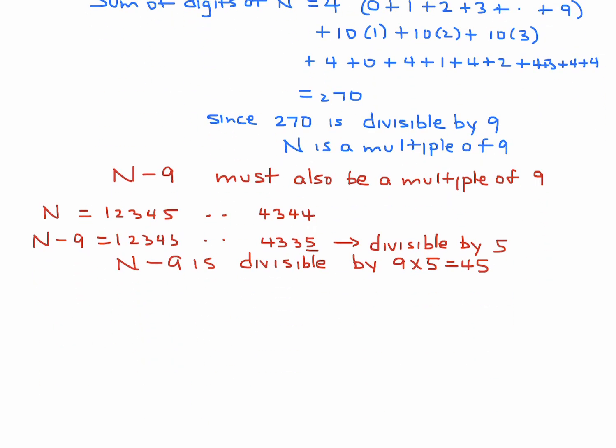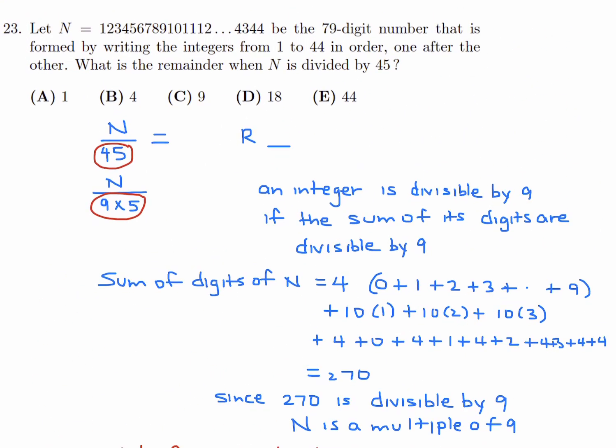So, if this number is divisible by 45, when you take this number and divide it by 45, it would give a remainder of 9, because this minus that, or 44 minus 35, is 9. So the remainder is 9, and therefore the answer to number 23 is C.